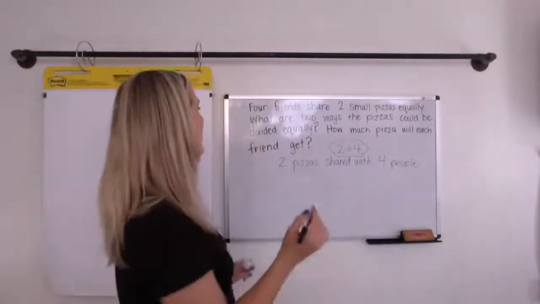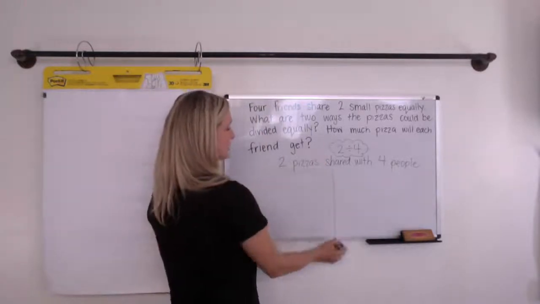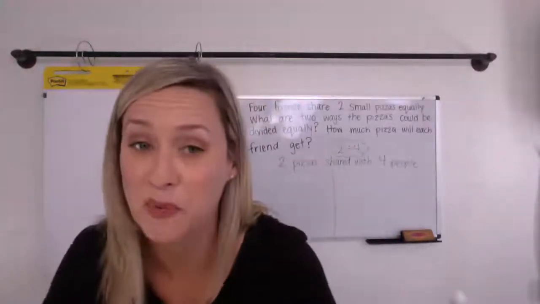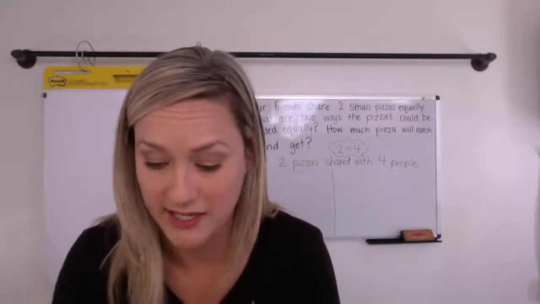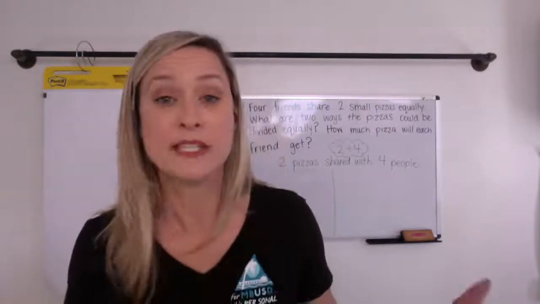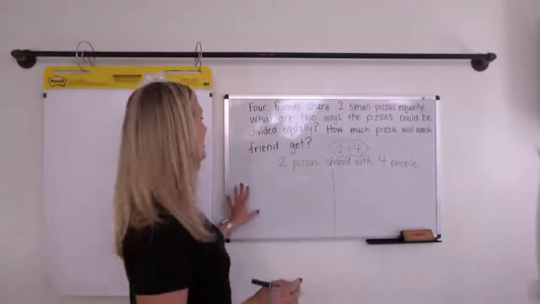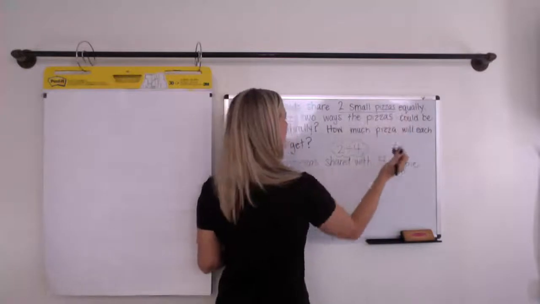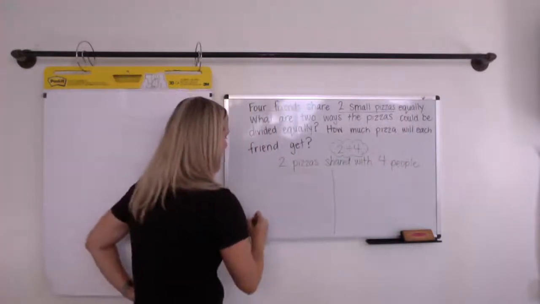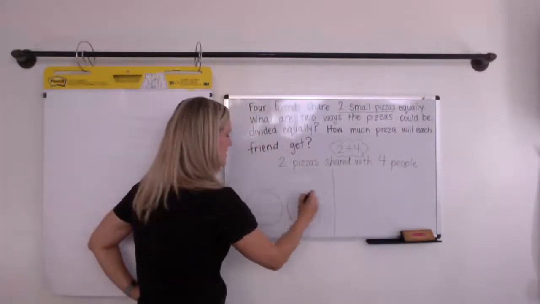Okay, so we have to do 2 ways. So I might as well set myself up for success and just split my board in half into 2 pieces. Otherwise, I'm likely to forget. And then you're going to be calling me up going, Mrs. Compton, you forgot one strategy. All right, so we know we have 4 friends and 2 small pizzas. All right, so I'm going to put my 2 pizzas on there. You can do this with me.